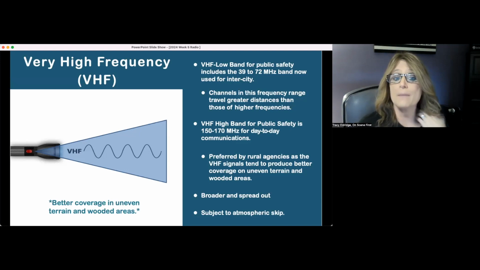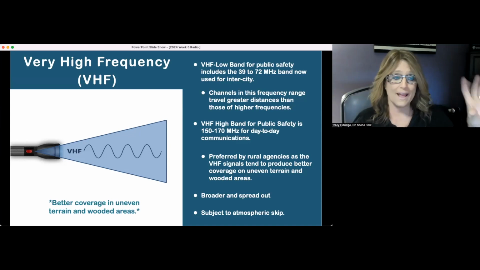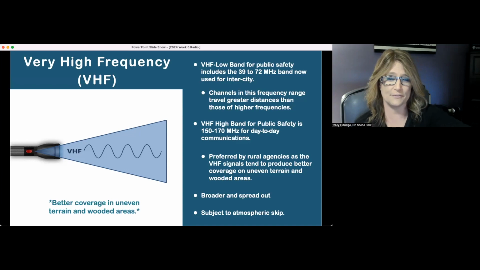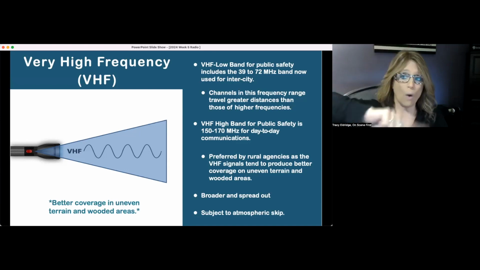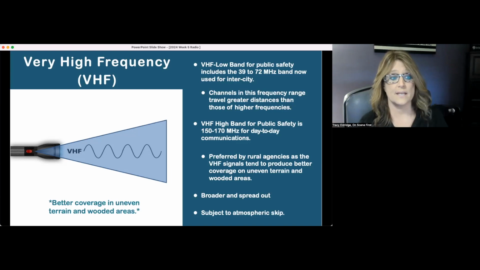The VHF high band for public safety is 150 to 170 megahertz for day-to-day communications. It is preferred by rural agencies, as VHF signals tend to produce better coverage on uneven terrain and wooded areas. It is broader, more spread out, hence the reason I'm showing you this flashlight thing. The wider the waves, the broader it is, and it's better coverage in uneven terrain and wooded areas.